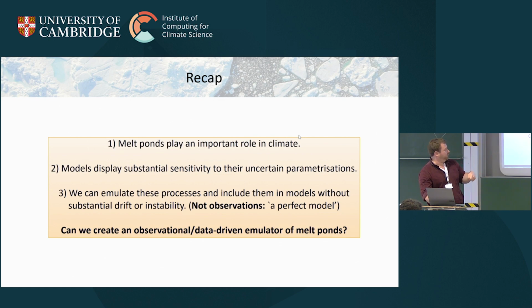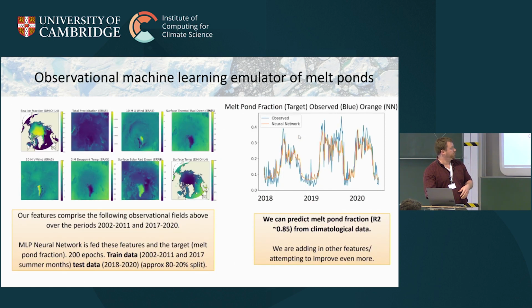So they play an important role in climate. There's a substantial sensitivity to their parameterizations, and we can emulate these processes if we have a perfect model. We feed it perfect information and assume that the Icepack parameterization is perfect. Now we're going, okay, let's use observations and see if we can improve and come up with a better melt pond parameterization than the sort of ad hoc approaches that have been developed so far.